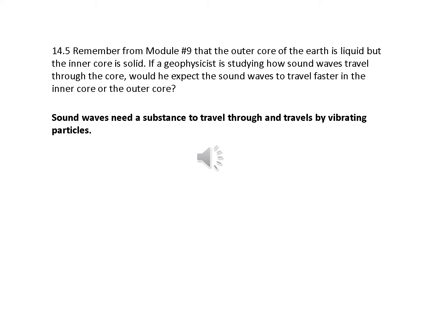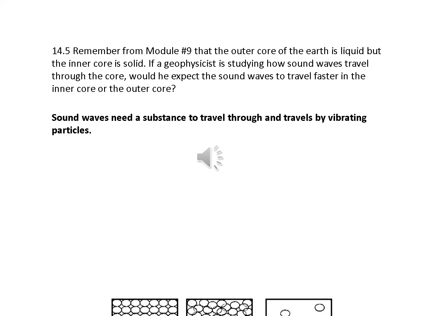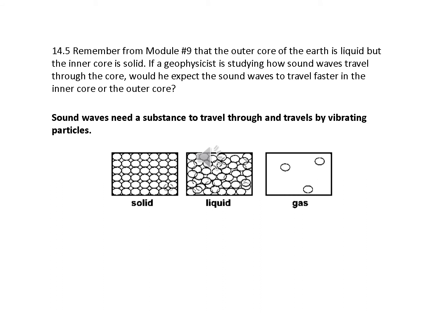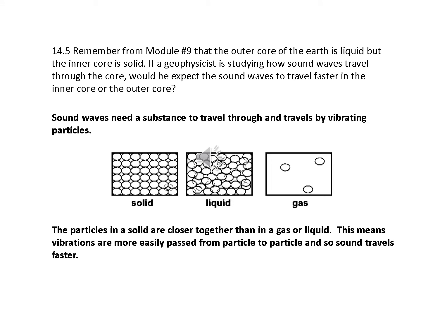Remember that sound waves need a substance to travel through, and they travel by vibrating the particles. So we have a picture here of the solid, the liquid, and the gas. The particles in a solid are closer together than in a liquid or a gas. So this means the vibrations are more easily passed from particle to particle. So sound travels faster in a solid. So since the inner core is a solid and the outer core is liquid, at least according to current theories, the sound is going to travel faster in the inner core.